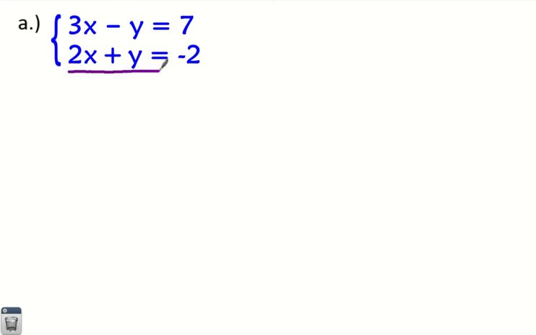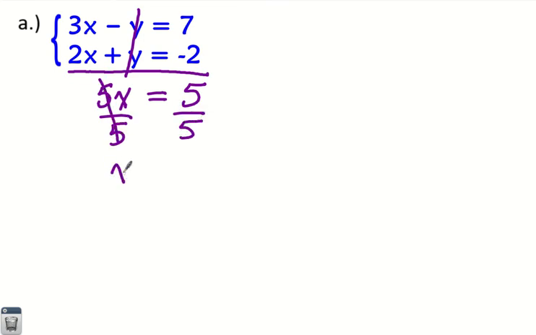So the y's, again, turn out to be opposites. So since they're opposites, I can go ahead and add these equations together because these are going to cancel each other out totally, and I'll be left with 5x equals positive 5 because 7 plus a negative 2 is positive 5. And now I can be freed up to solve for x. And so x equals 1.